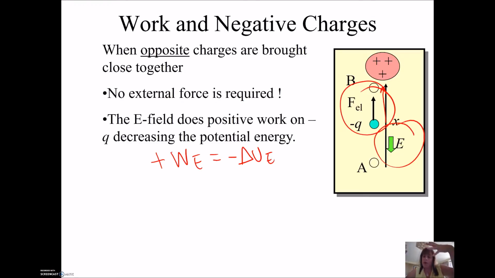Just kind of like if we drop a ball, right? It goes in the direction it wants to, it loses potential energy. But if a charge moves in a direction it doesn't want to go, the way it wouldn't naturally go, so we have to apply a force, then we are doing positive work, the electric field is doing negative work, and that will increase the potential energy, just like if I lifted a ball.